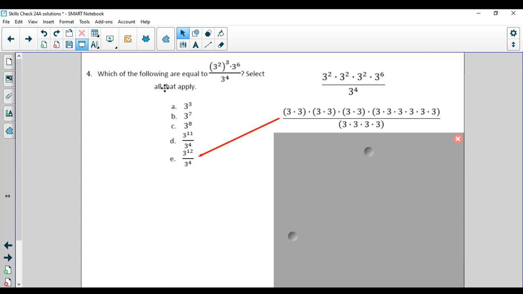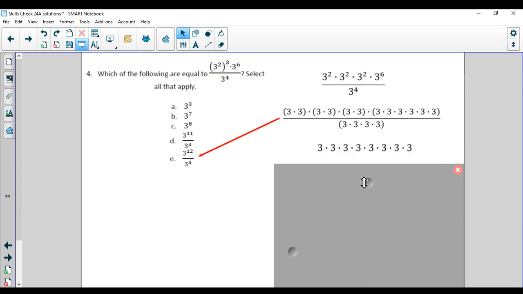Notice the directions say select all that apply. So I want to make sure I cover all of these and select all of the ones that are equal to the original. Now, if I cross out the 3's that they have in common. Okay, so there are 4 3's on the bottom, so I'm going to get rid of 4 3's on the top. I'm kind of dragging those over there. So if I get rid of 4 3's on top, this is what I have left.